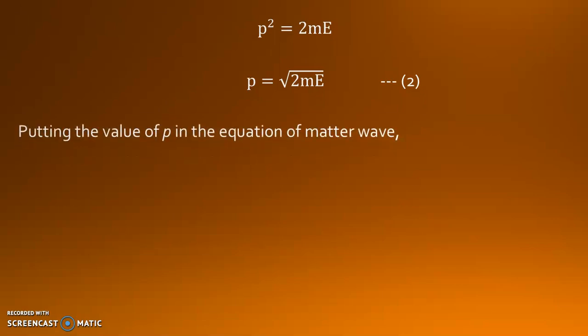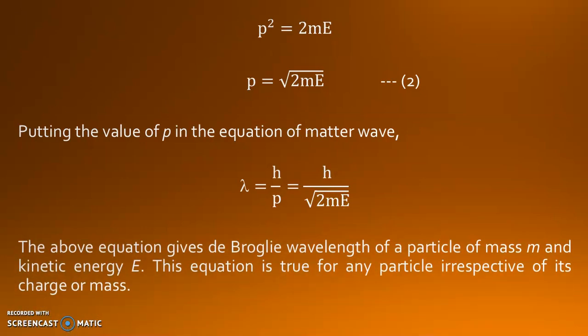Now, by putting the value of p in the equation of matter wave, which is lambda is equal to h upon p, de Broglie's wave becomes h upon under root 2me. This above equation gives the de Broglie's wavelength of a particle of mass m and kinetic energy E. This equation is true for any particle irrespective of its charge or mass.